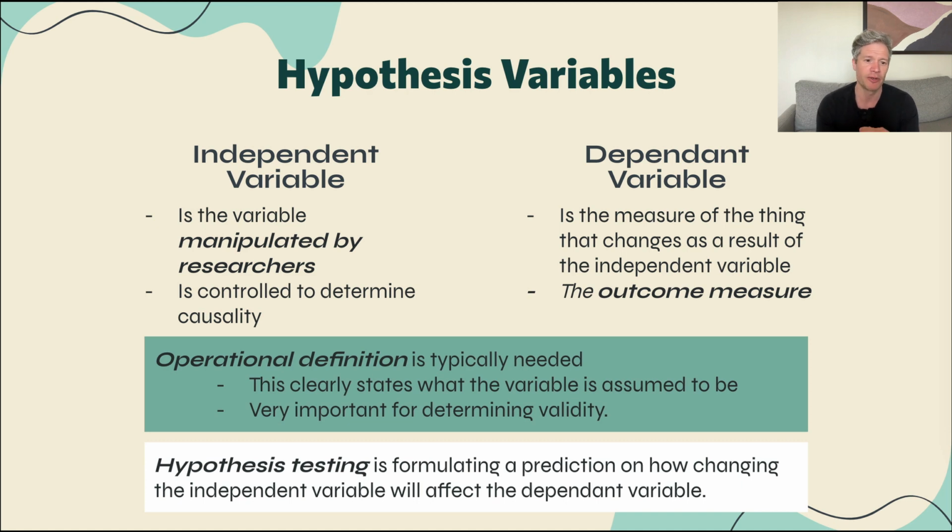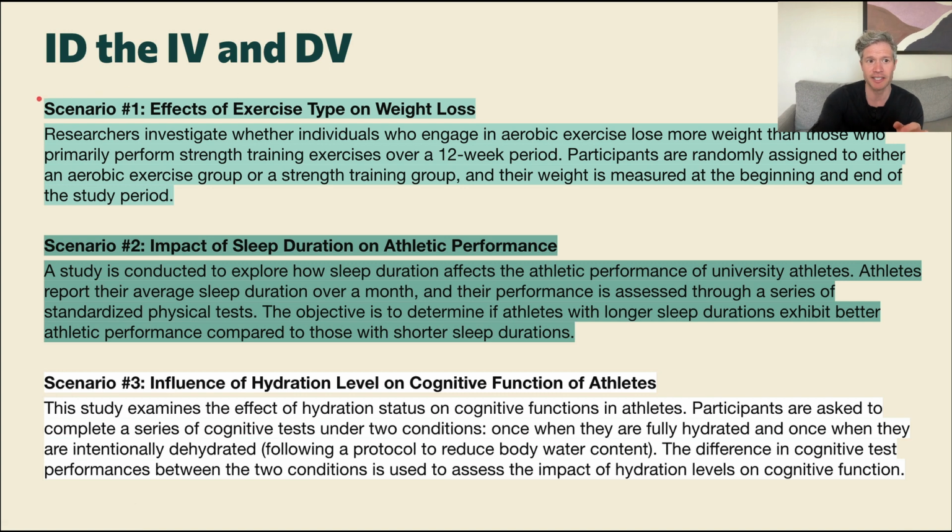I think we already spoke about hypothesis testing, just kind of the last point here. So essentially you're trying to formulate a prediction, and that prediction is modifying the independent variable, and what you're trying to find is what changes on your dependent variable. Okay. Great. So I have 3 scenarios here.